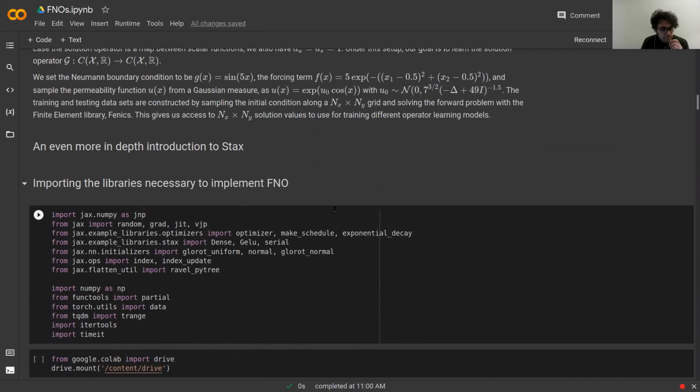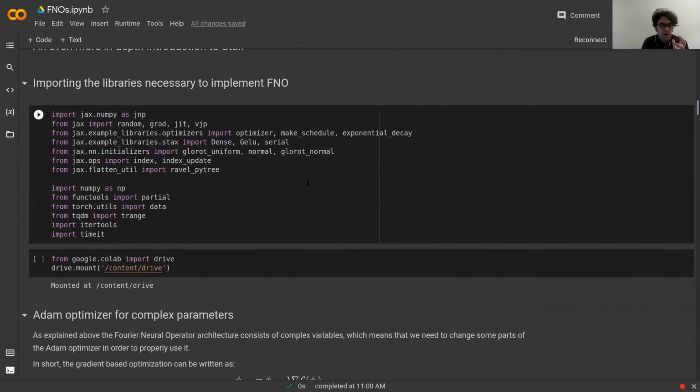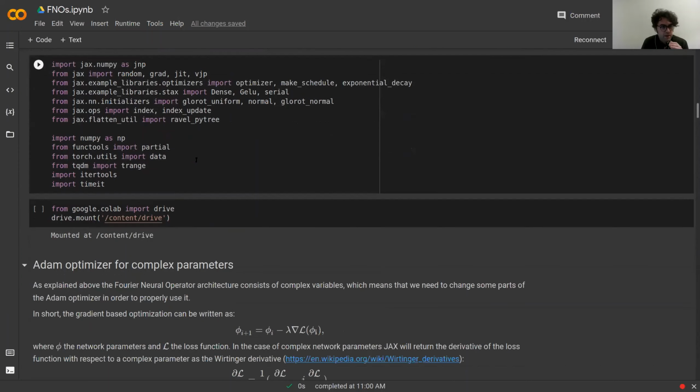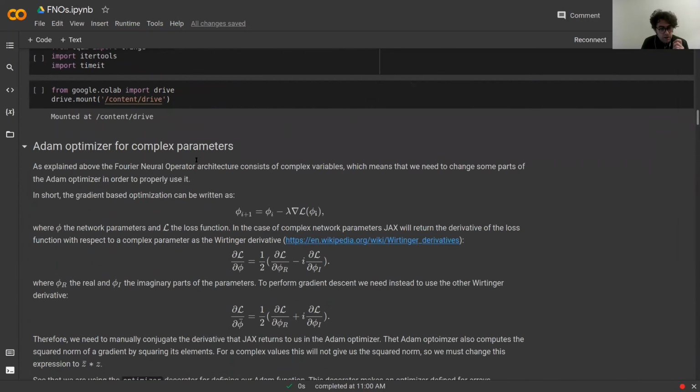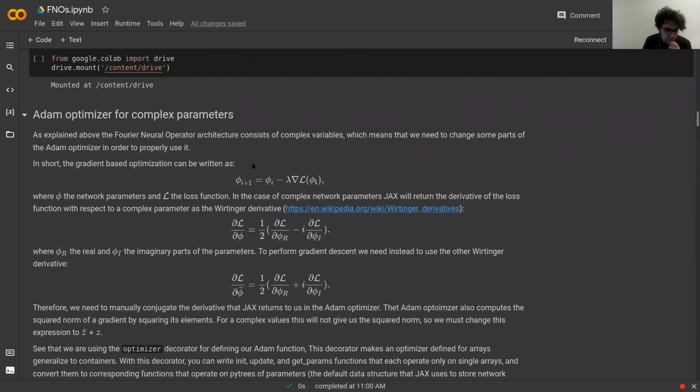For this particular tutorial, we will need a deeper introduction to stax. So let's start by importing the necessary libraries.